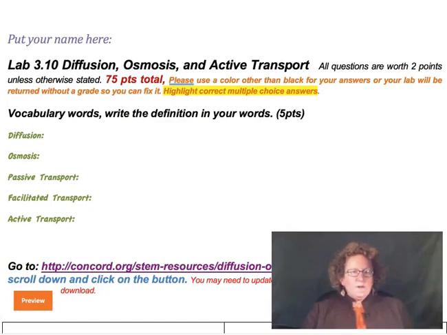Hello biologists, we're going to do lab 310 here on diffusion, osmosis, and active transport. You should have a lab sheet that looks something like this. As we go through, be looking for these vocabulary words: diffusion, osmosis, passive transport, facilitated transport, and active transport. I'm going to use the software here and we'll get started.